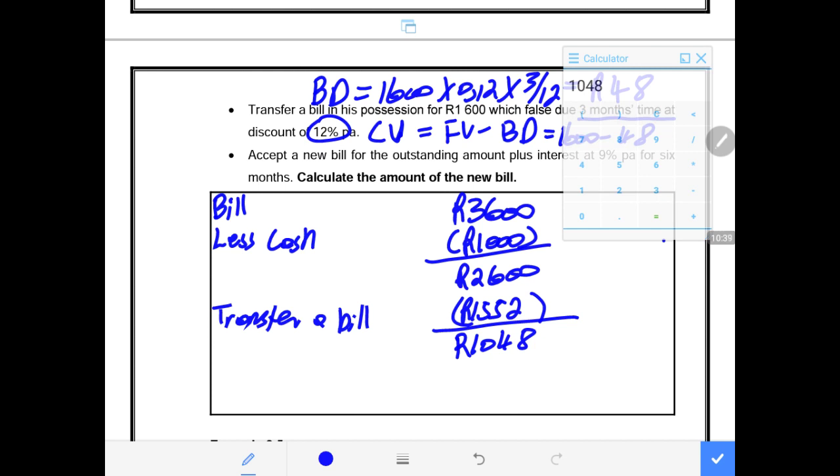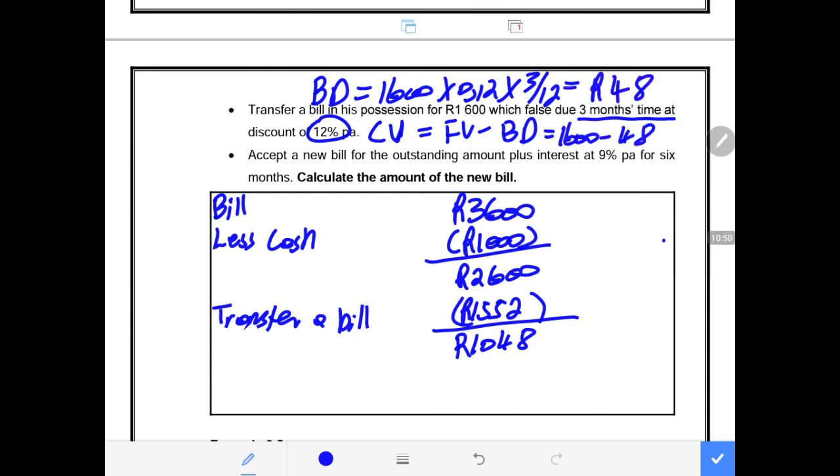The question is, what is the face value of the new bill? Now the face value of the new bill will be adding the interest, because they said calculate the amount of the new bill. If he accepts a new bill of the outstanding amount plus interest, so now it must be the amount that is owing plus interest. So that is why we need to say plus interest. They said plus interest, so we also need to add the interest.